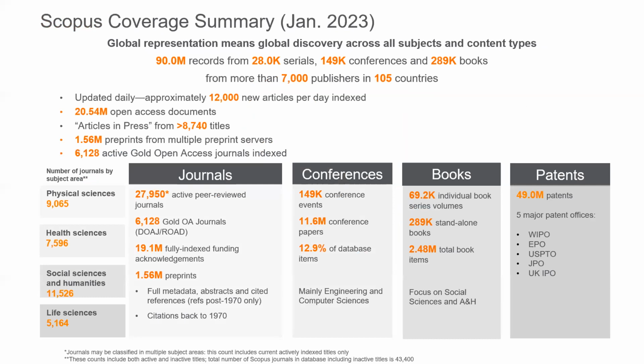Just to give you an idea of the types of documents that we cover in Scopus: journal articles, conference papers, books, and patents. These are really large numbers, and I'm not sure that repeating them makes a lot of sense to everybody. But it is a large coverage of the different types of scholarly output and across all the subject areas. So it's multidisciplinary. It covers physical sciences, health sciences, social sciences, and humanities, as well as life sciences.